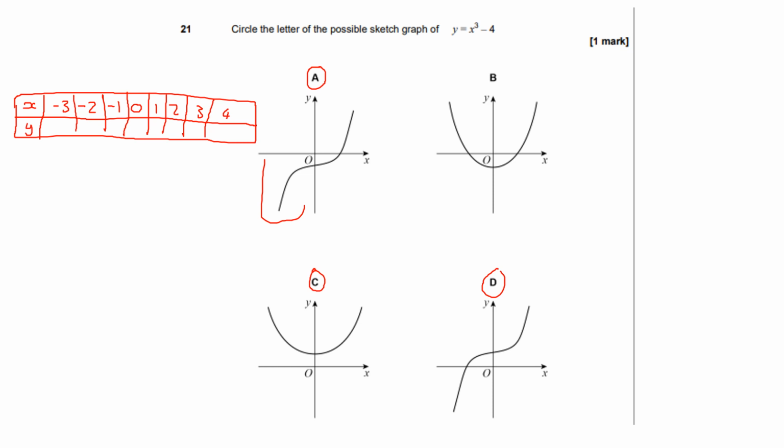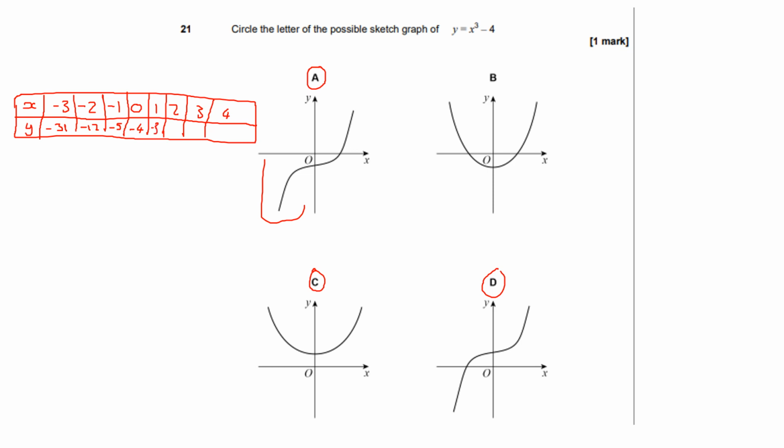So minus 3 cubed is minus 27. Minus 4 is minus 31. Minus 2 cubed is minus 8. Minus 4 gets us to minus 12. Minus 1 cubed is minus 1. Minus 4 gets us to minus 5. 0 cubed is 0. And minus 4 gets us to minus 4. 1 cubed is positive 1. Minus 4 is minus 3.